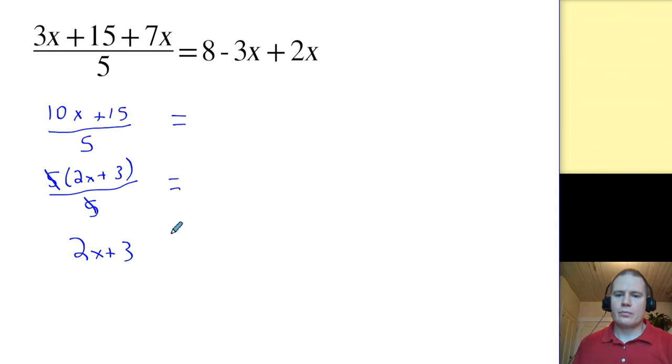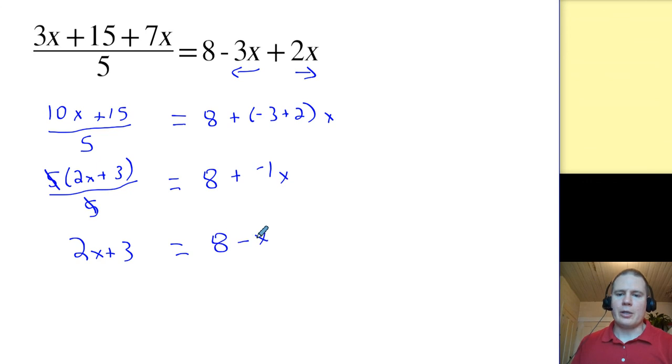Now I'm looking at this side. 8 is moving forward, the 3x is moving backwards, the 2x is moving forward, but they're both x's here. I can say negative 3 plus 2, both talking about x. Negative 3 plus 2 is negative 1. So I'll just say 8 minus x. And that's as simplified as I can get here.